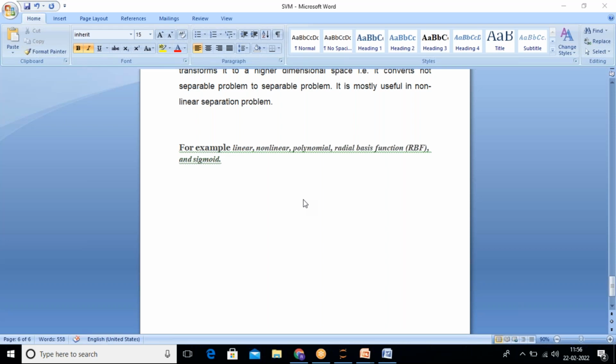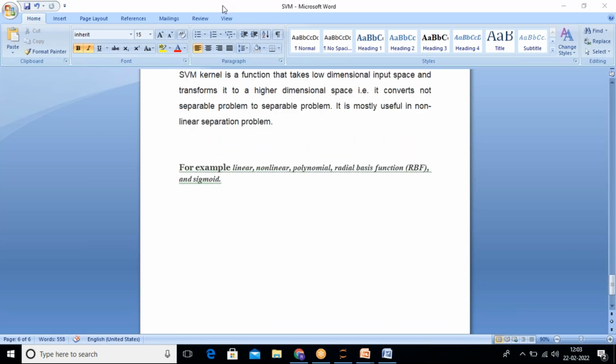There is also linear. What is linear? I don't need to explain much. Here I have written linear. It is the most basic type of kernel, and it is usually one dimensional in nature.